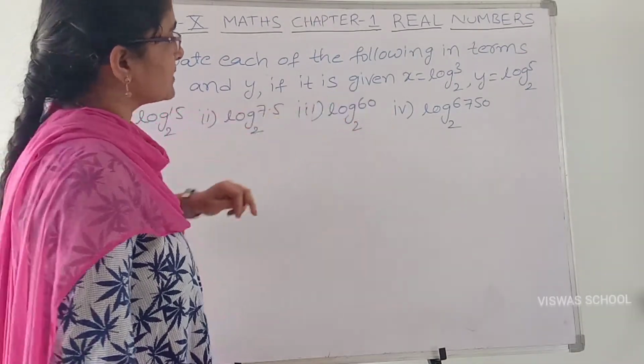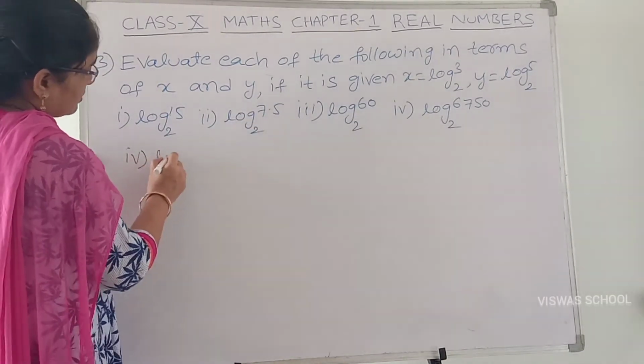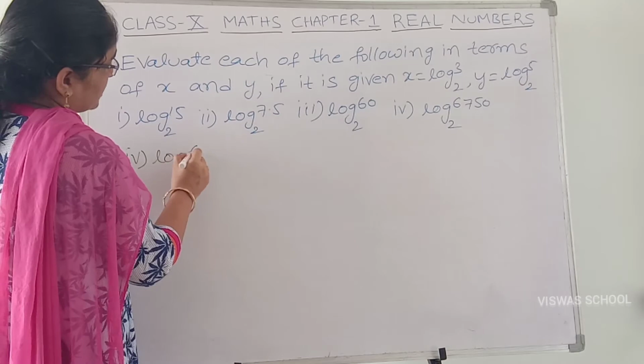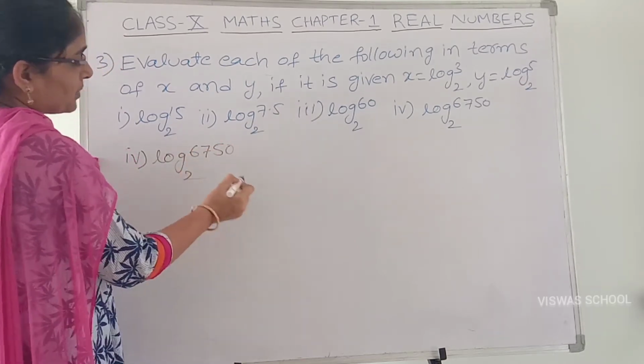And next, see this fourth one. That is the fourth one, log 6750 and base 2.